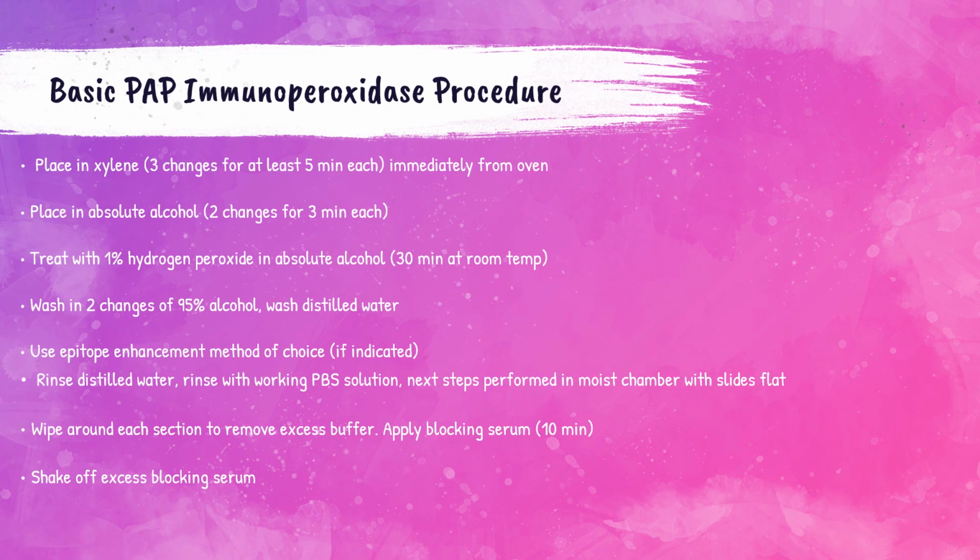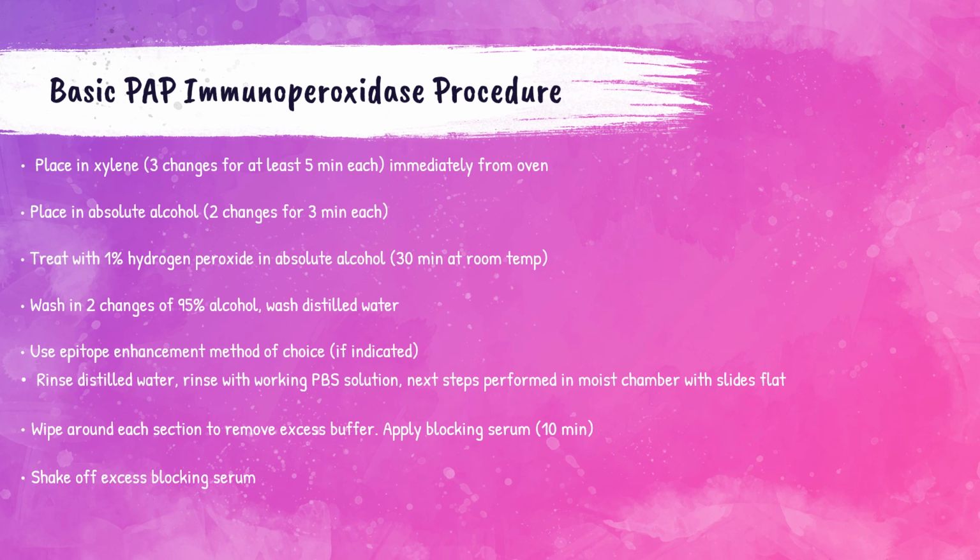To perform the basic PAP immunoperoxidase procedure, you want to take the slides immediately from the oven and place them in 3 changes of xylene, and each of those changes you need at least 5 minutes each in them. Then from that xylene, you want to place the slides in absolute alcohol. For this step, you want to do 2 changes of that absolute alcohol for 3 minutes each. Then they need to be treated with 1% hydrogen peroxide and absolute alcohol for 30 minutes at room temperature. After that 30-minute period, you want to wash in 2 changes of 95% alcohol, then do a distilled water wash.